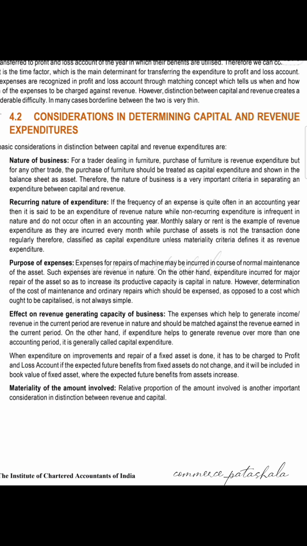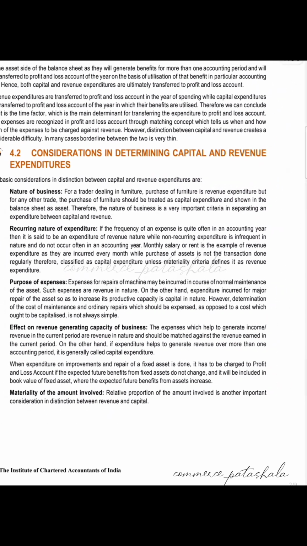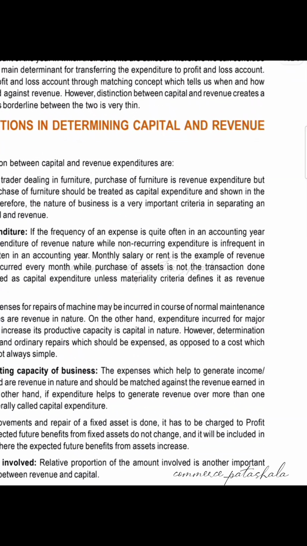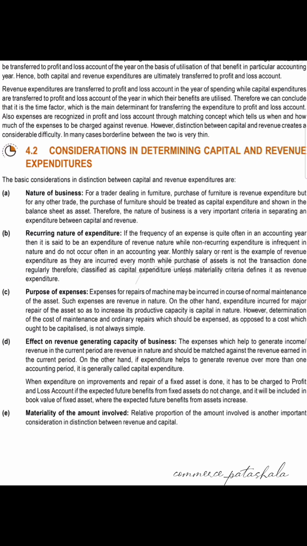One more consideration to determine whether it is capital or revenue expenditure is the recurring nature of the expenditure. If an expense happens with a frequency, like every month or every quarter or at every periodical interval, then we say it's a revenue expenditure. If the expenditure is non-recurring, like the purchase of an asset, we generally don't keep purchasing assets in the business. We purchase at once, which will give us benefit for a longer period of time. So that is a capital expenditure.